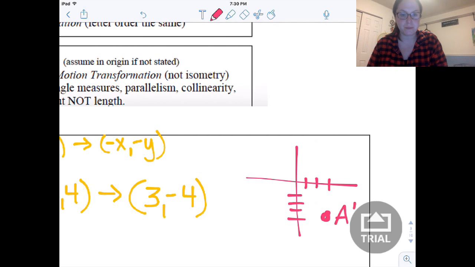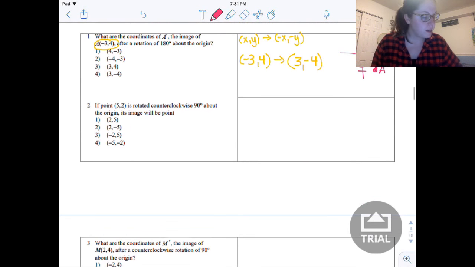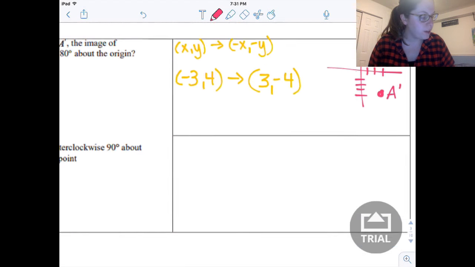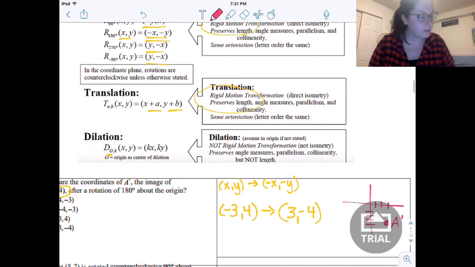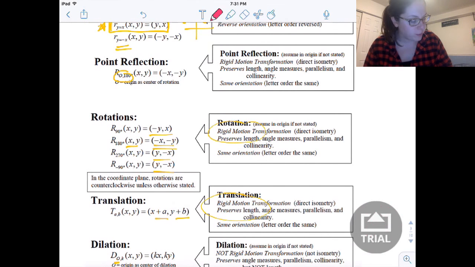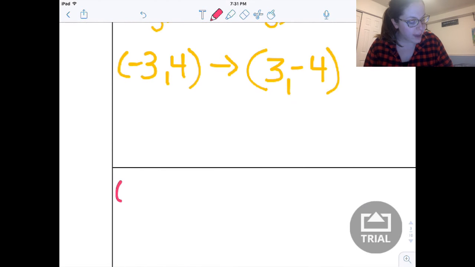Okay. So I'm going to do a couple more of these just because people requested it. And then we're going to get into some more difficult problems with describing and things like that. 5, 2 is rotated 90 degrees counterclockwise. So let's do it with the rule, and then we'll do it by rotating. With the rule, 90 degrees counterclockwise would be this rule. So (x, y) is going to map to (negative y, x).